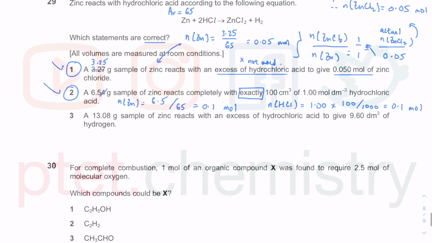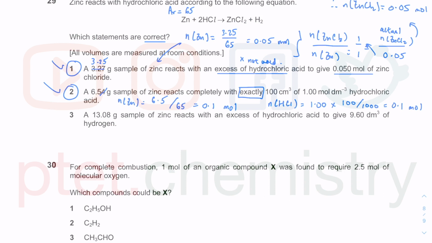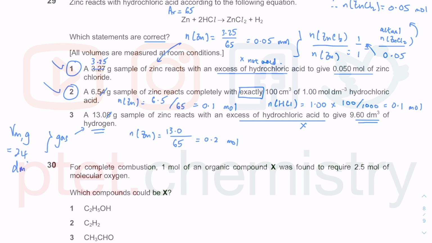It's time to check the last option. I might have to change this value slightly as well, so let's play around with it. The mole of zinc is 13.08 over 65. I think it's better if I use 13.0, because that will give me a nice and easy, very straightforward value. So this gives me 0.2 mole. And again, I have excess of HCl, so I don't use that. Now I want the volume of hydrogen, which is a gas, so I have to use the molar volume of gas. This is in dm cube, so I have to use the one which is 24 dm cube per mole.